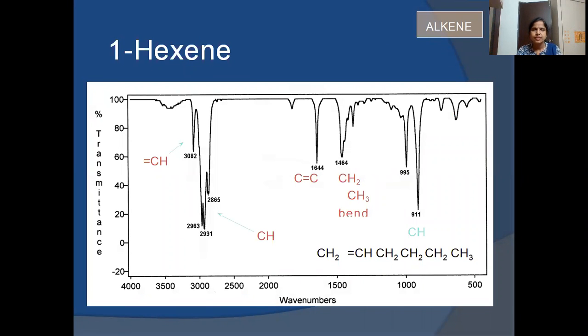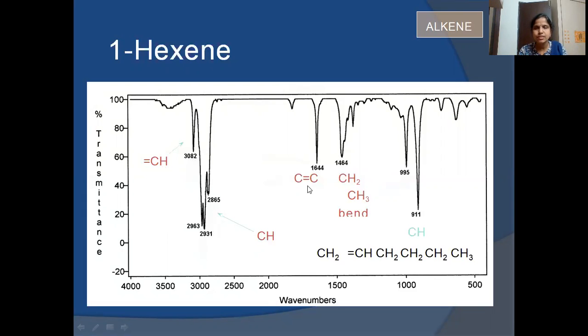Now 1-hexene. It is an alkene. For alkane we have seen just below 3000 sp3 CH stretching vibrations appear. Now for alkene it is just above 3000. So here you can see 3082, sp2 CH stretching vibrations, right? Then we also observe these because in here there are some other carbons which are sp3 hybridized. So that is the reason we observe even these bands. So these are sp3 CH.